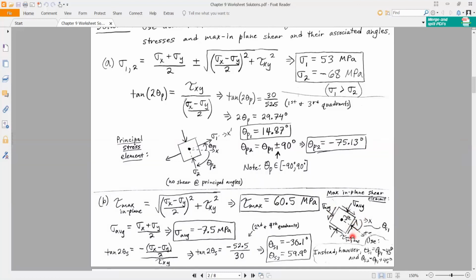And then your average normal stress, don't forget, is going to be acting on each face. And sigma x plus sigma y over 2 is our average normal stress. You get a negative 7.5 megapascals. So be sure to label that on each face. That's compressive, so draw the arrows toward the element and just label it sigma average.